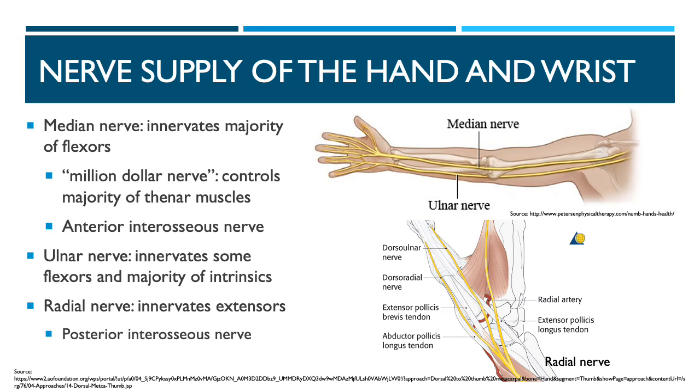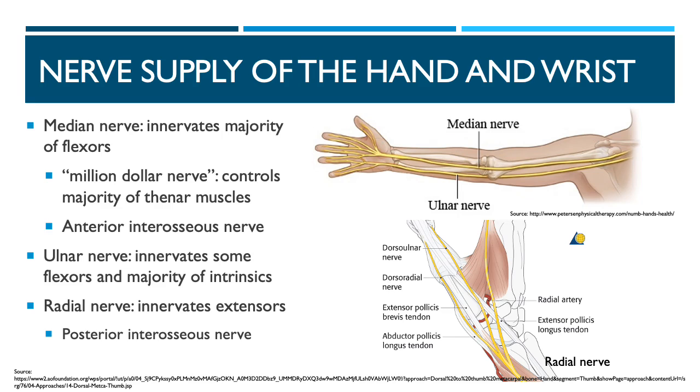Higher up in the forearm, the median nerve innervates some of the long flexors, mostly the radial-sided flexors. The ulnar nerve innervates some of the flexors too, the ulnar side, and some of the ulnar wrist flexors.